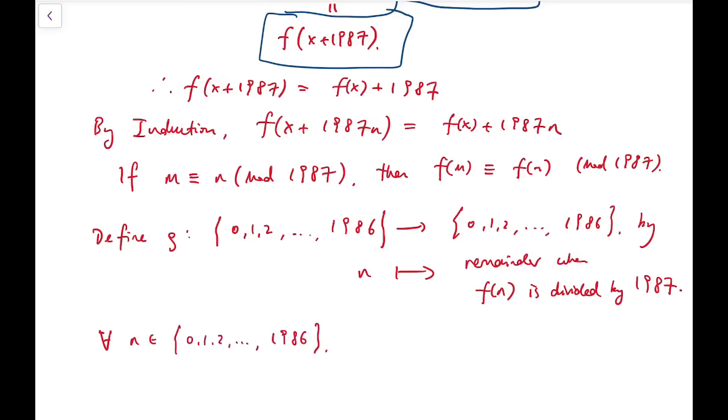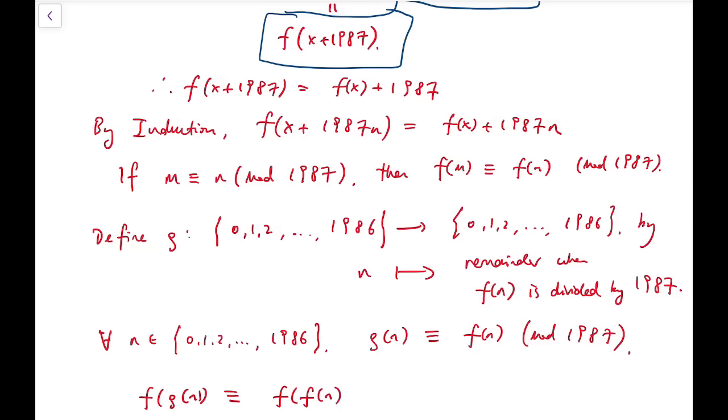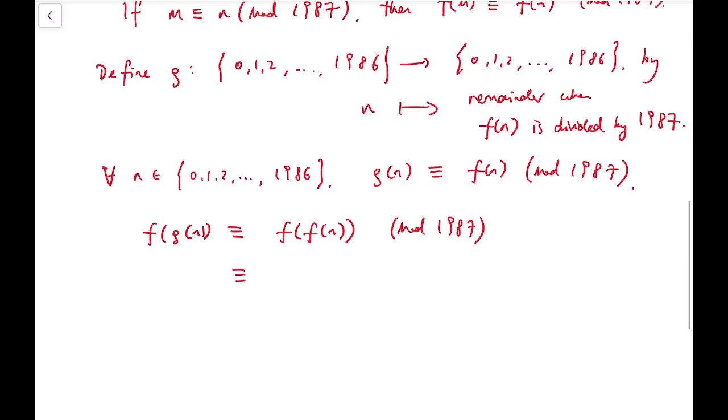This function is clearly well defined, and we can further say that for all n in this set, g of n is congruent to f of n mod 1987. Furthermore, I can try to manipulate that a bit, because the only tool that we have is that under double f, we can add n by 1987. So I need to add an extra f into this congruence by writing f of g of n is then congruent to f of n mod 1987. And we know that by definition, this is exactly n plus 1987 and congruent to n mod 1987.